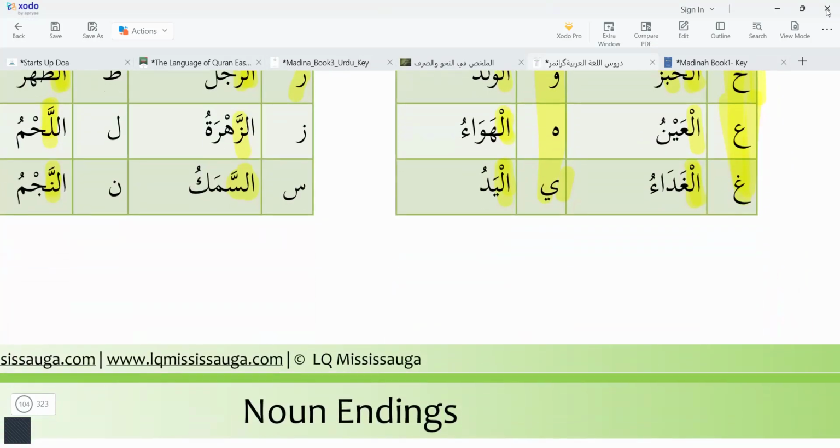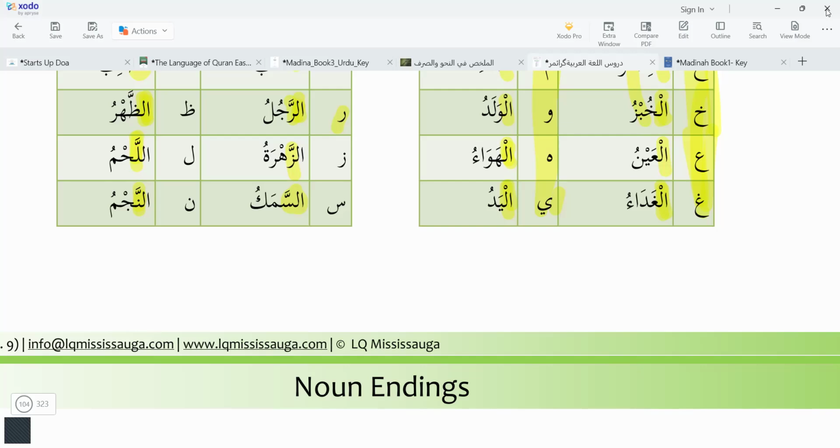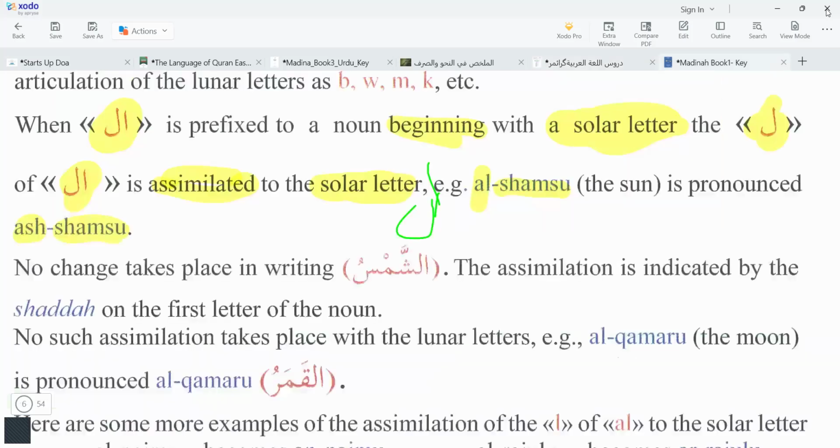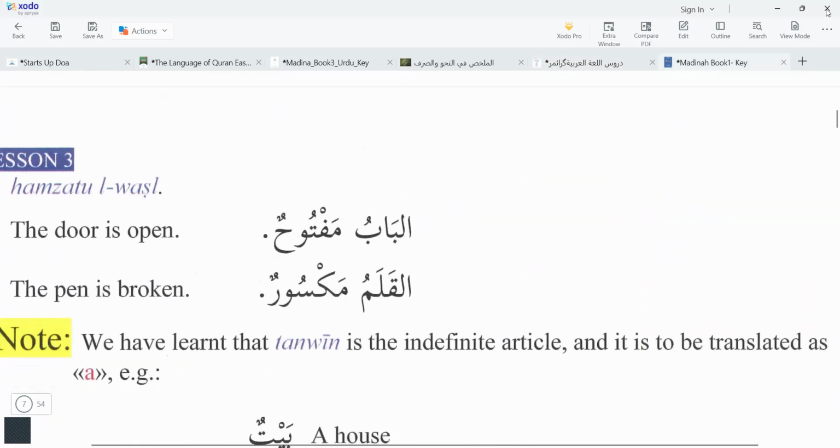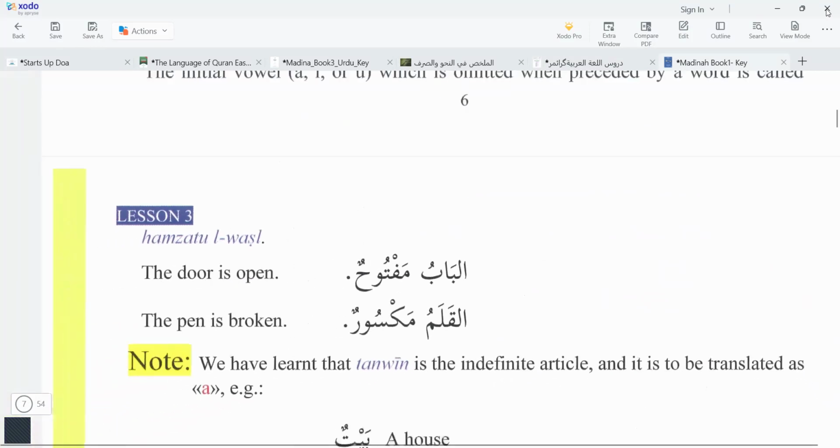Okay, is it clear? Yes, Ustad Mohtaram. Okay. Clear, Ustad, clear.